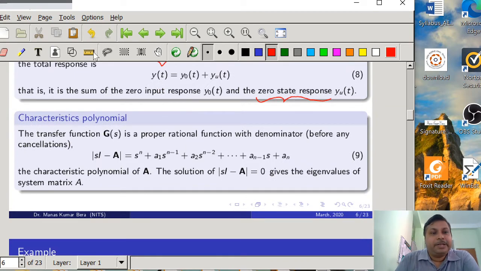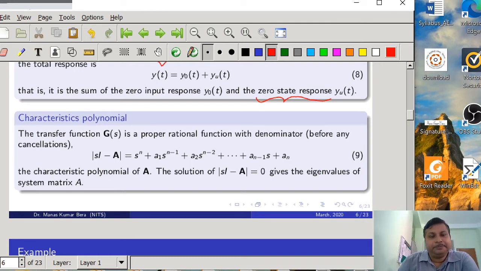Now one important thing is that the transfer function G(s) is a proper rational function whose denominator is the determinant of (sI minus A), and that will be a polynomial, an nth order polynomial because we are dealing with an nth order system, known as the characteristic polynomial of A. So if we want to calculate the characteristic polynomial of A, we have to find the determinant of (sI minus A), and the solution of det(sI minus A) equal to 0 gives the eigenvalues of the matrix A. So if we know the A matrix, by computing the determinant of (sI minus A) we can compute the characteristic polynomial, and making it equal to 0 and finding the solution will give you the eigenvalues of the matrix A.